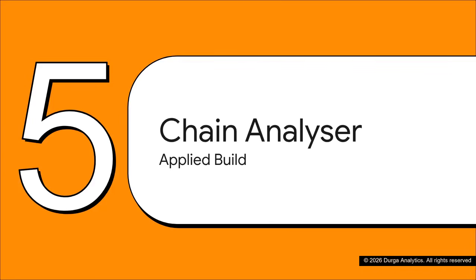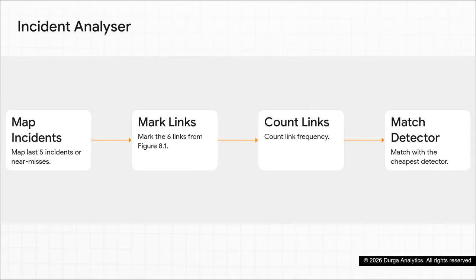All right, Section 5. Let's build something you can use today, the Incident Chain Analyzer. It's time to put all this theory into practice on your own desk. By mapping your last 5 near misses against our 6-link chain, you build your Incident Chain Analyzer. This is how you operationalize theory directly into your ETRM workflows.